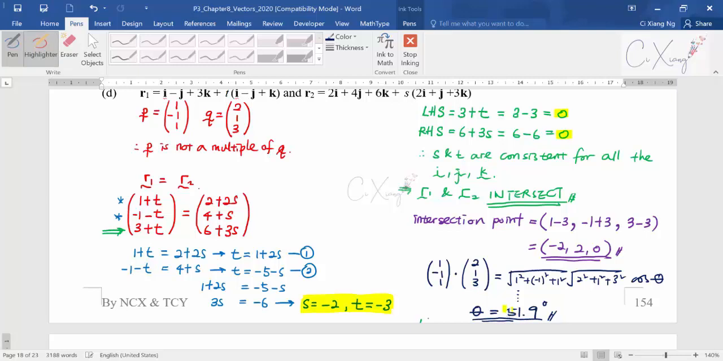So this part D, the example part D here, you can see very clearly how we go through all the criteria to double check and see what case it belongs to. So it is actually intersect. If they are intersecting each other, then you can find the intersection point and also the angle between them.